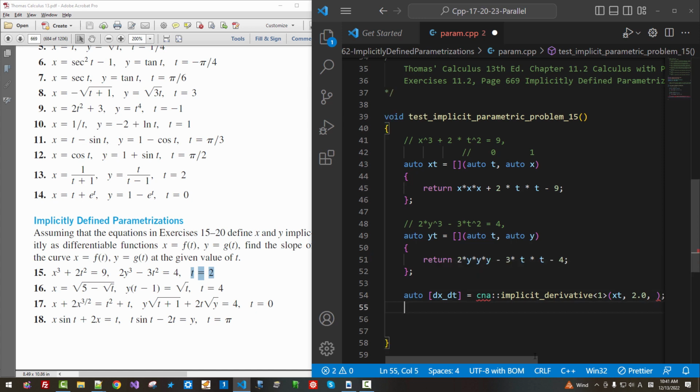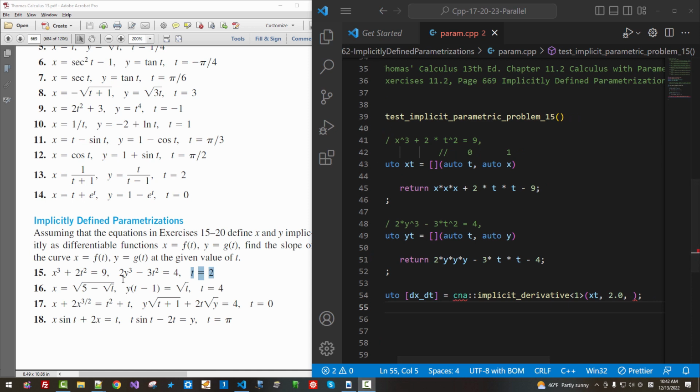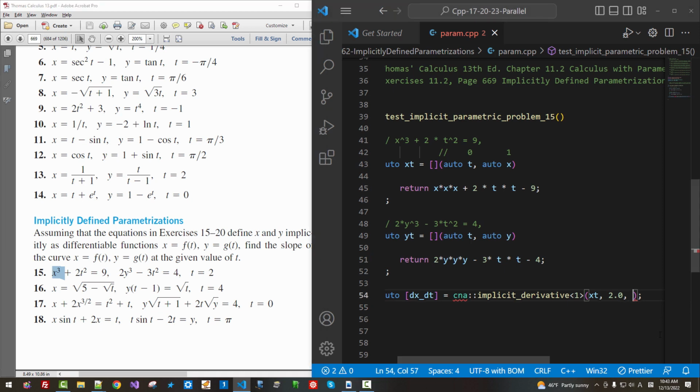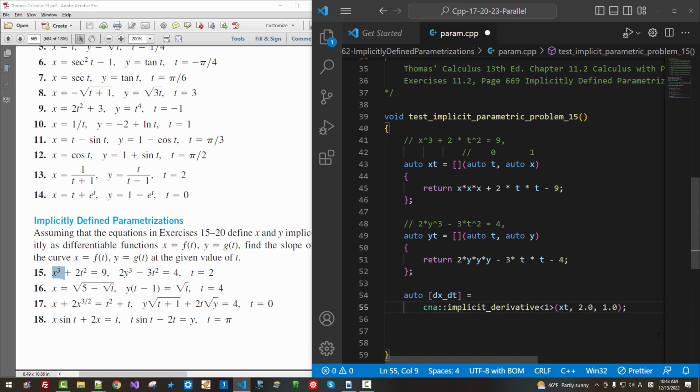Sadly, we have to solve this equation about x. If we substitute 2 for t, then x is 1. So we have to provide 1.0. I implemented Newton's method for such purpose. I will explain Newton's method in a near future session. STD cout, dx over dt, dx over dt, CPG, and there.